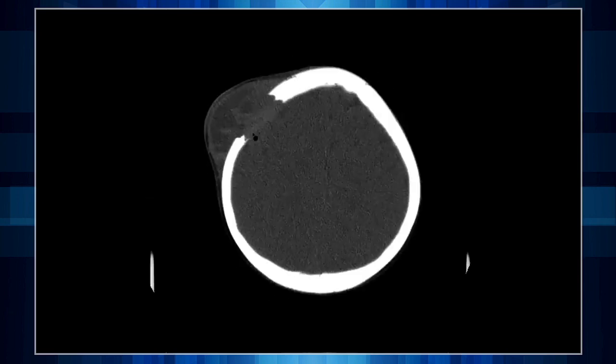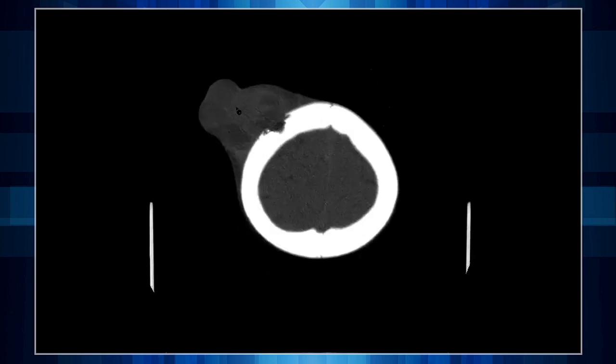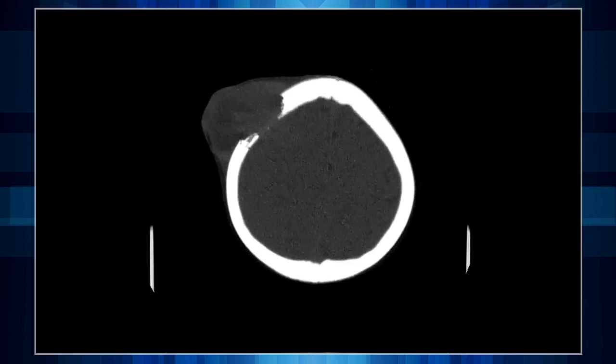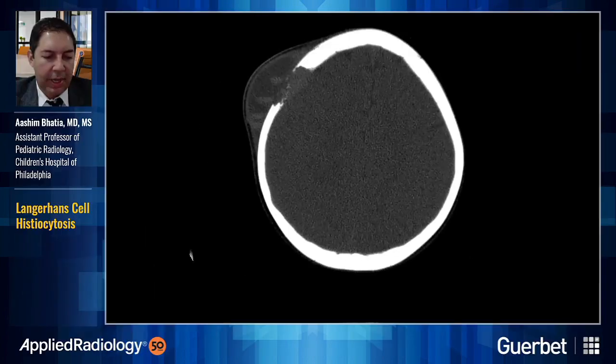If you go to the bone window, you can see more clearly that there's erosion of the right frontal bone. So you have a lytic lesion with a scalp mass or soft tissue mass on the CT of the head without contrast. The question in this case was, is there extension into the brain? So an MR brain with and without contrast was obtained.